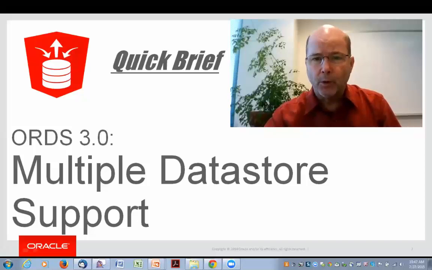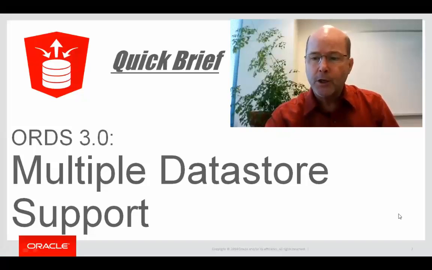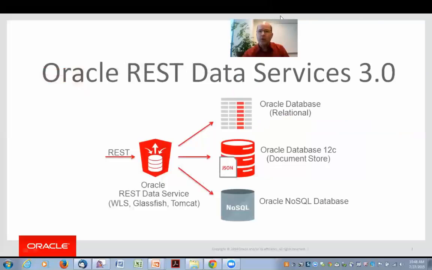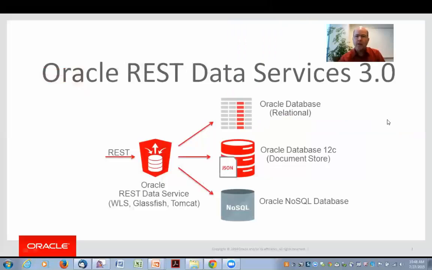Probably the most noticeable area of major improvement in the Oracle REST Data Services 3.0 release is support for multiple data stores. ORDS has supported access to relational data in the Oracle database for some time, but what is new is support for JSON data in the Oracle Database 12c release using an API called SODA, which stands for Simple Oracle Document Access API. And also ORDS 3.0 now supports access to data in the Oracle NoSQL database.